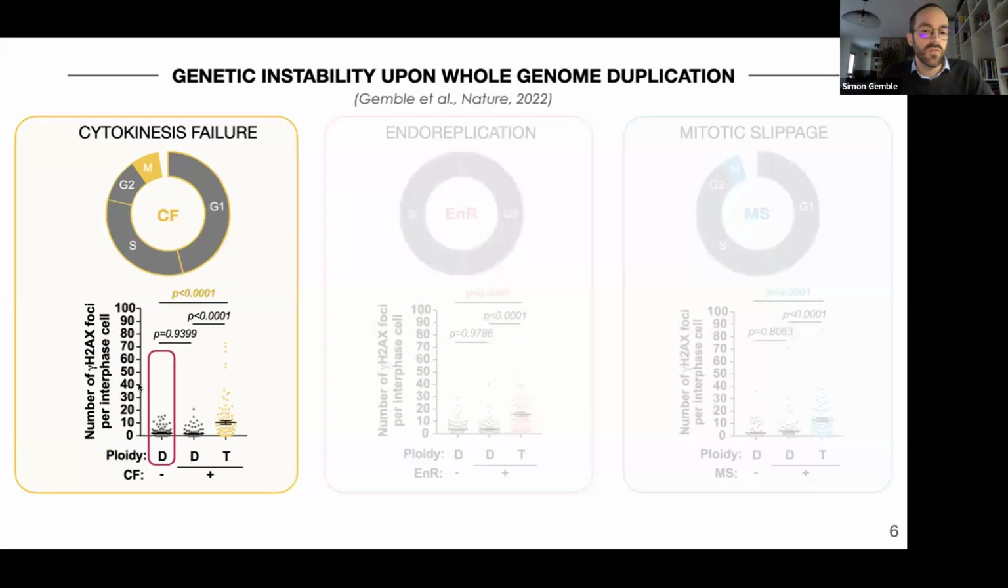And before showing you the quantification, I would like just to take a moment to explain this kind of graph because I'm going to show you a lot of graphs like this during my presentation.